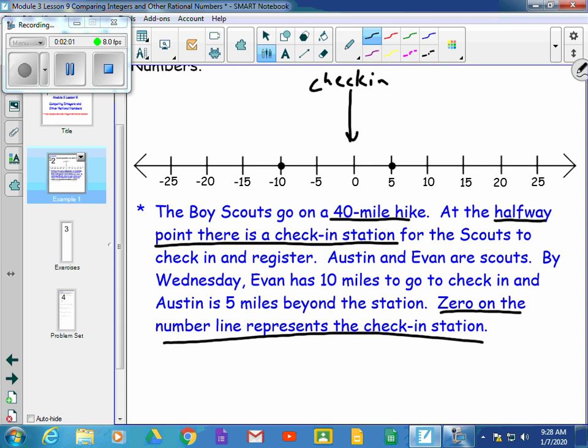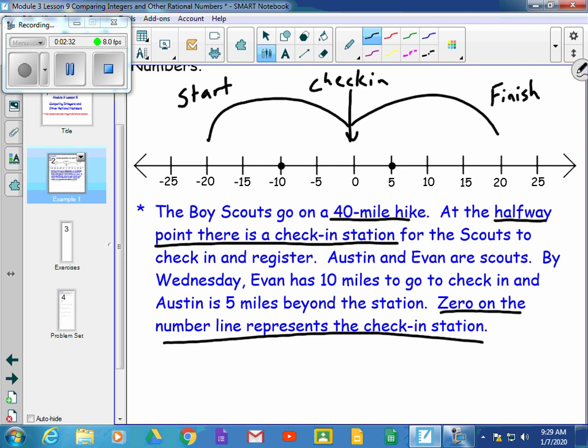That's the check-in station. Now, if we have a total of a 40-mile hike and 0 is halfway, we're going to go 20 miles before and 20 miles after. That tells us that at -20 is the start, and at +20 is the finish, as we work our way from left to right on this number line.